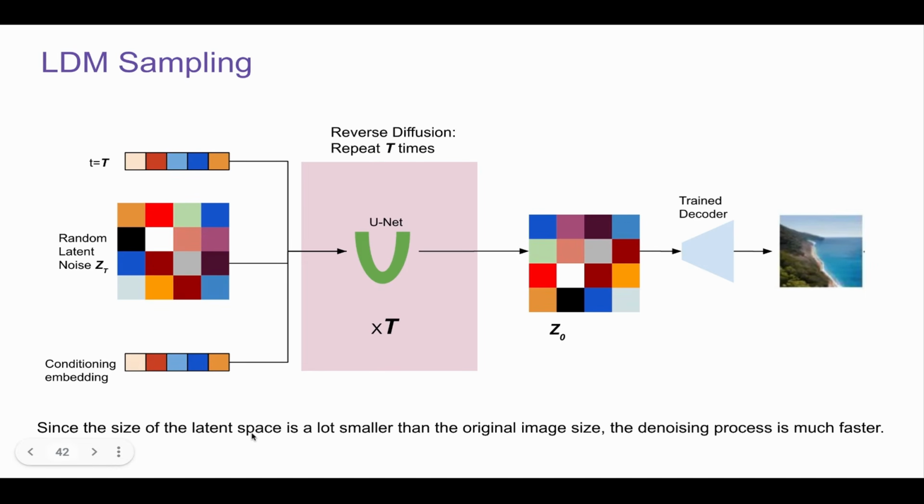Since the size of the latent space is a lot smaller than the original image size, the denoising process is very fast. Alright, this is the last slide I have, and now we have gone through Stable Diffusion 2.